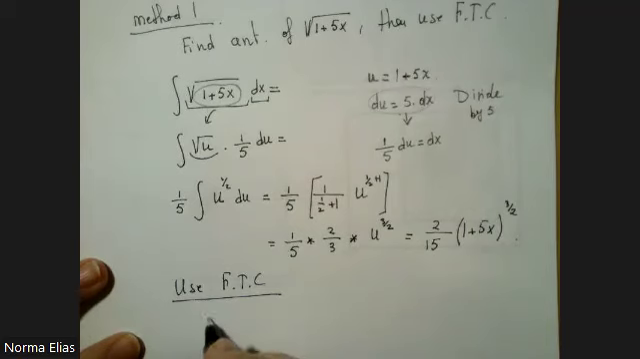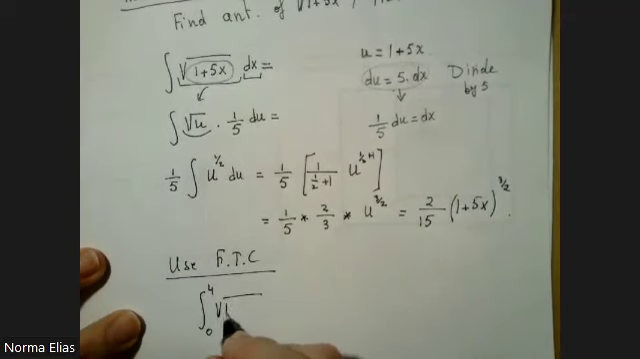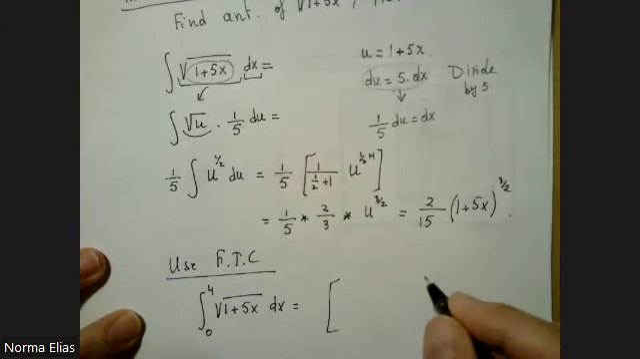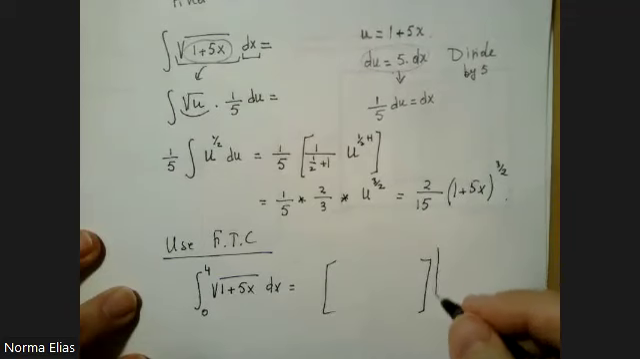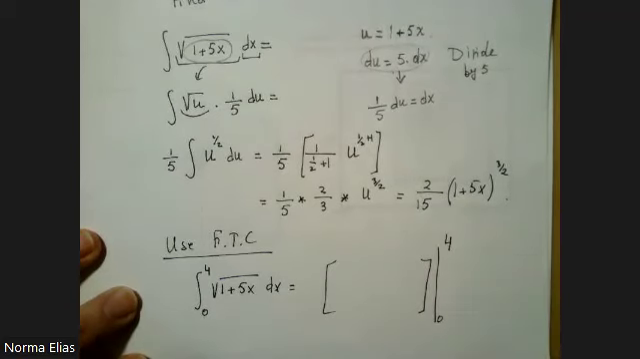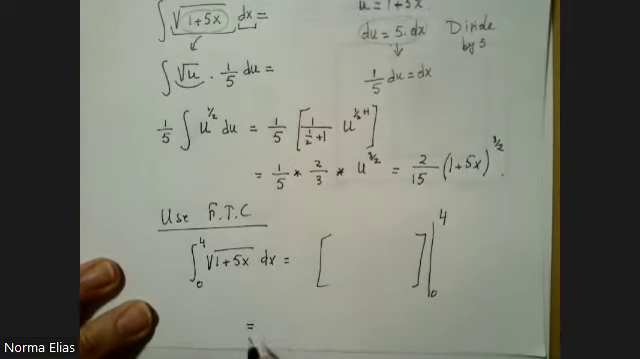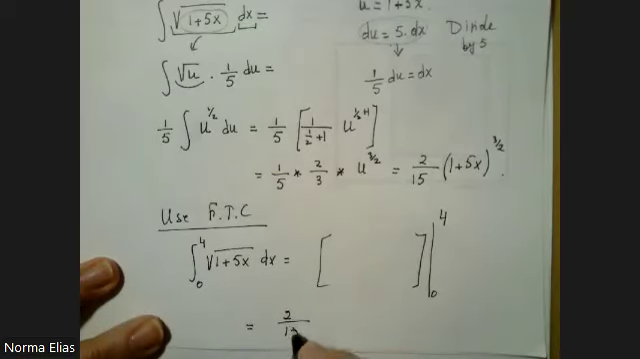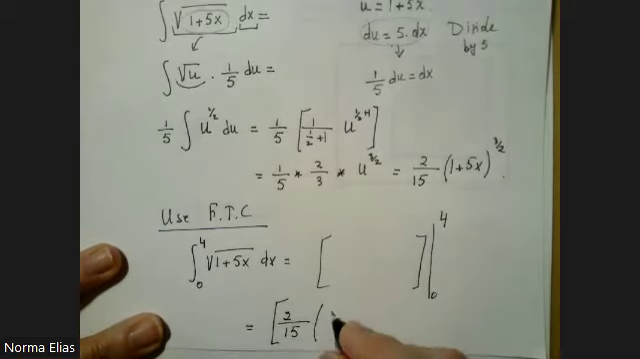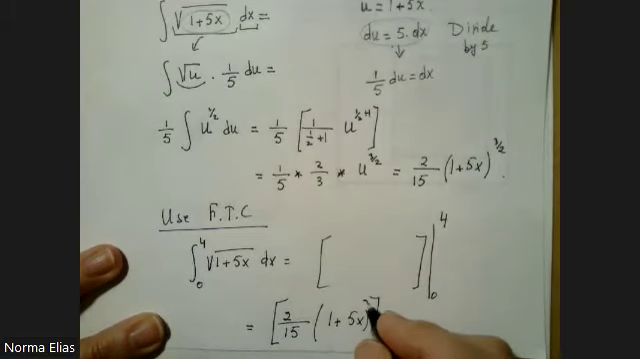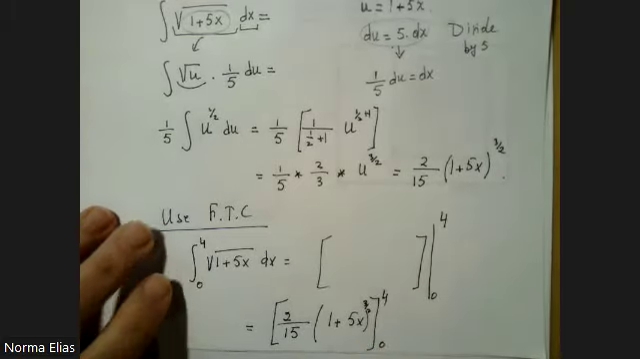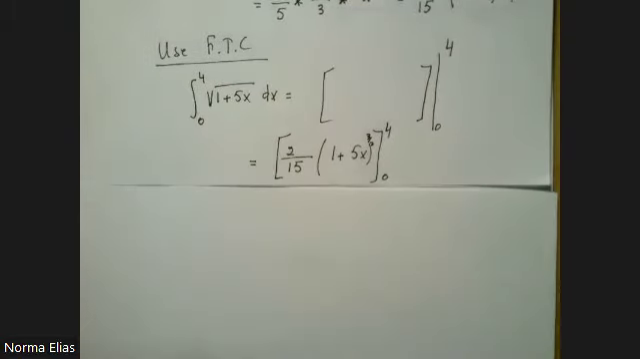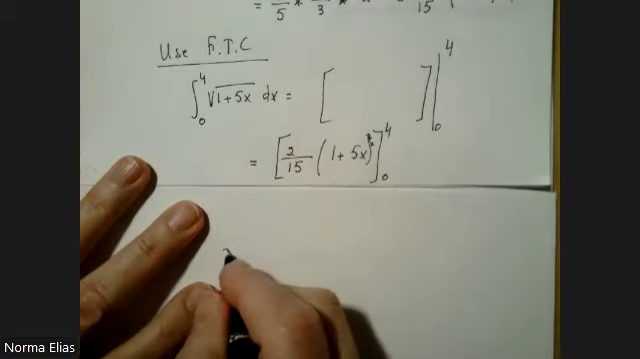I go back to my definite integral. Integral from 0 to 4 of the square root of 1 plus 5x dx is my antiderivative, whatever it is, evaluated between 0 and 4, which is equal to 2 over 15 times 1 plus 5x to the power 3 half, evaluated between 0 and 4. This is equal to the following.